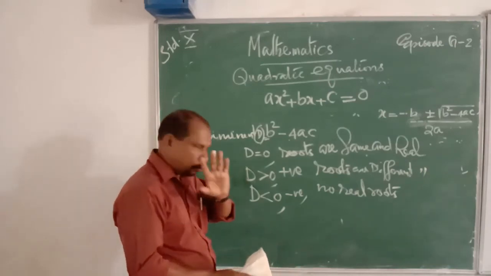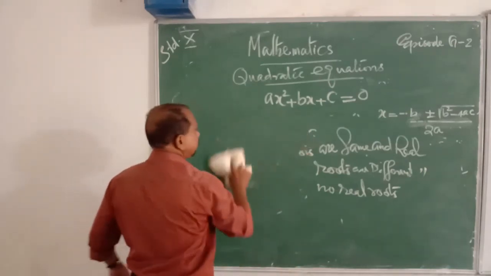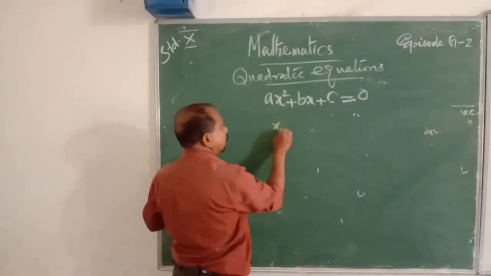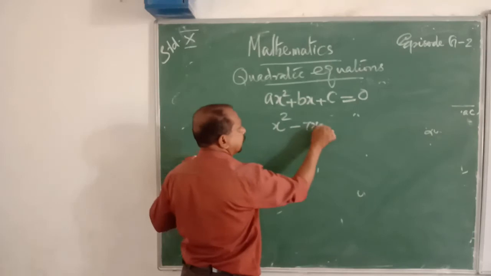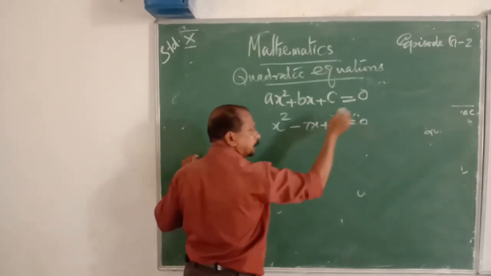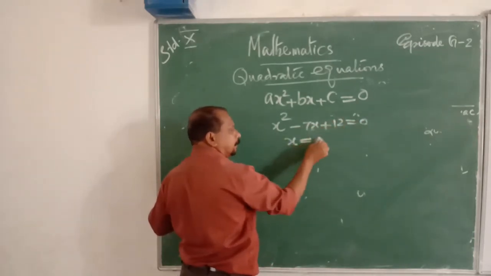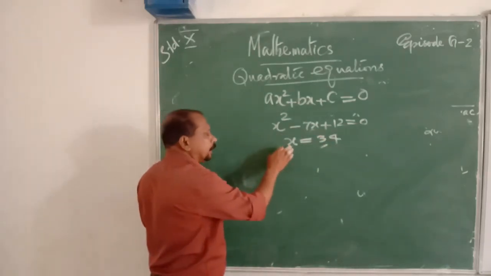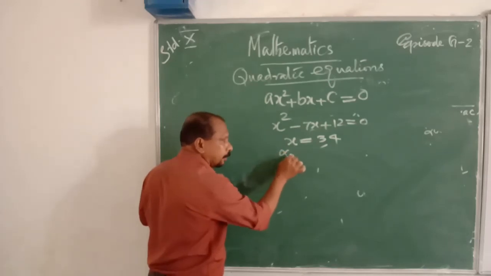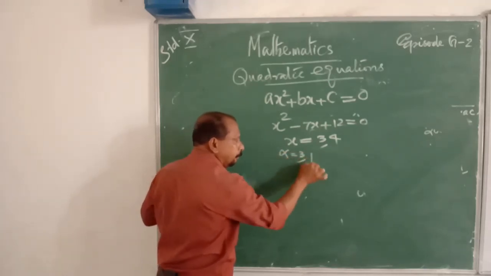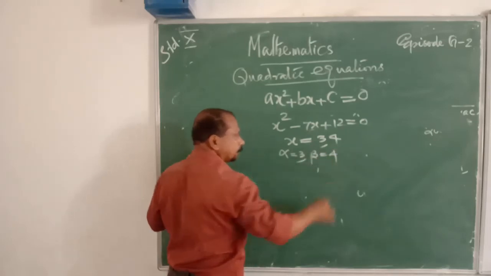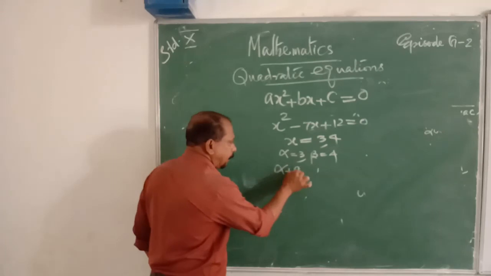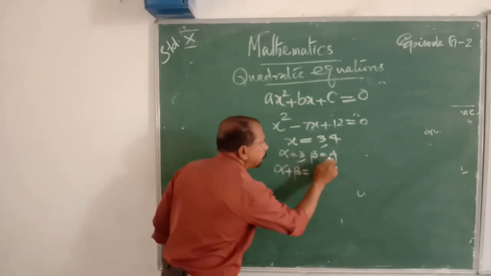The next and last one is an example, x square minus 7x plus 12 is 0. That is the previous example. Therefore, x is equal to 3 and 4 is the solution. These values are known as alpha is equal to 3, beta is equal to 4. Then alpha plus beta is equal to what? 3 plus 4, that is 7.